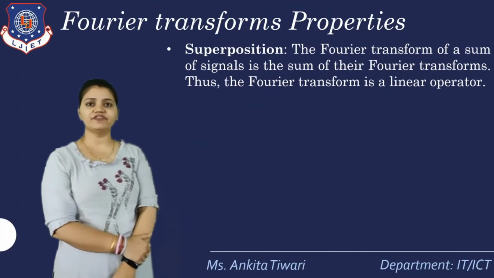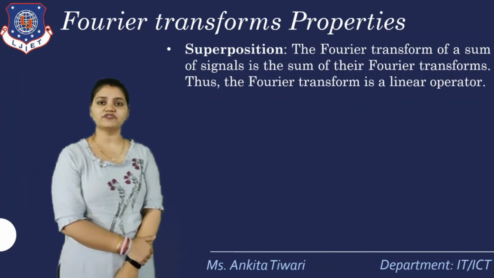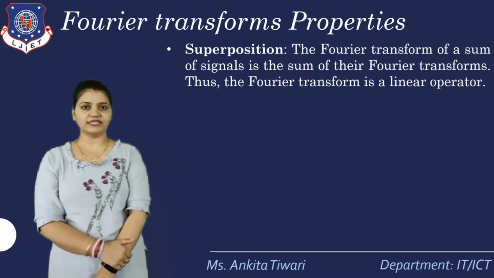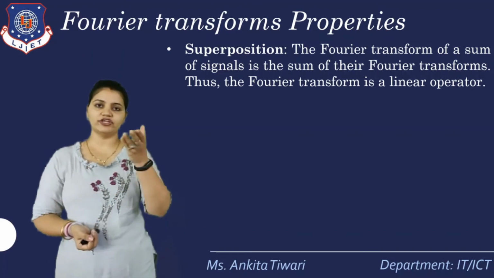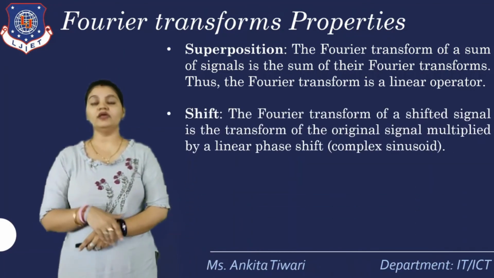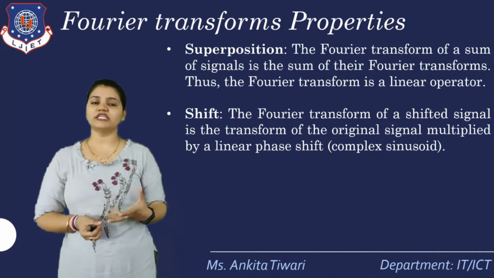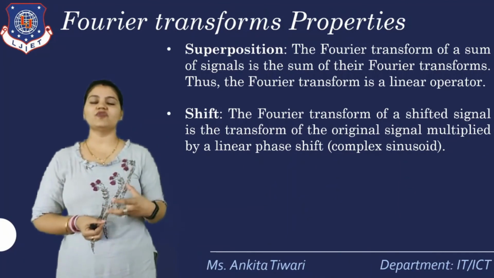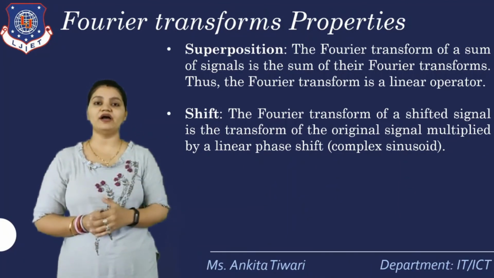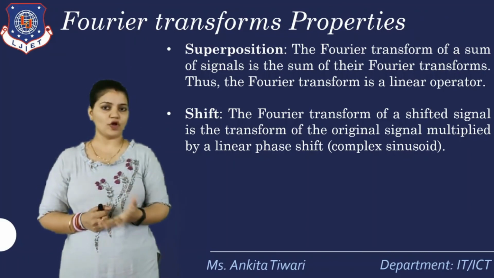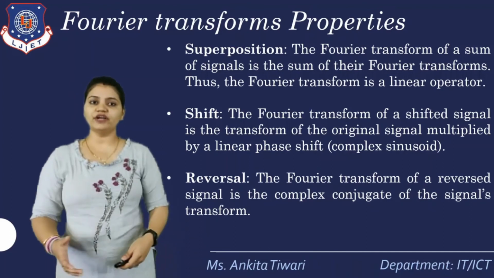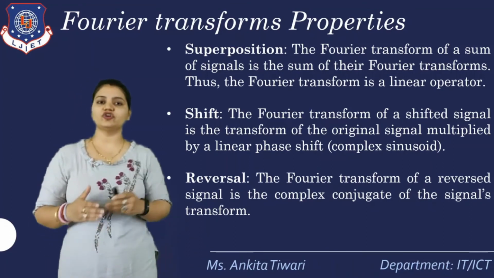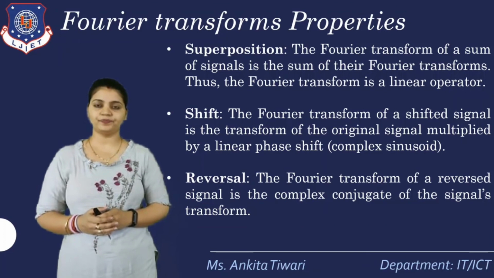So basically, starting with the first property, superposition. The Fourier transform of a sum of signals is the sum of their Fourier transforms. Thus the Fourier transform is a linear operator. Then shift: the Fourier transform of a shifted signal is the transform of the original signal multiplied by a linear phase shift, that is a complex, imaginary part that we are adding. Reversal: the Fourier transform of a reversed signal is the complex conjugate of the signal's transform.